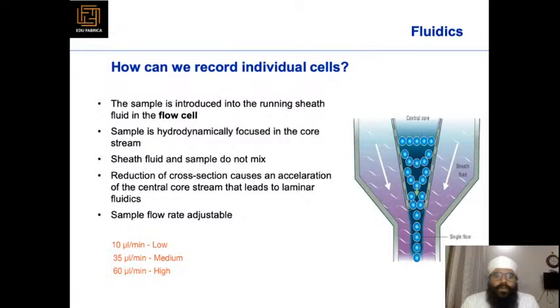So how can you interrogate individual cells? A sample is introduced into the running sheath of fluid in this flow cell. Your samples are running here in the central core, and the sample is hydrodynamically focused in the core stream. The sheath fluid, which is outside, and the sample do not mix with each other. A reduction of cross section causes an acceleration of the central core stream in laminar flow. The cells will flow from top to bottom, and the sample flow rate is adjustable.